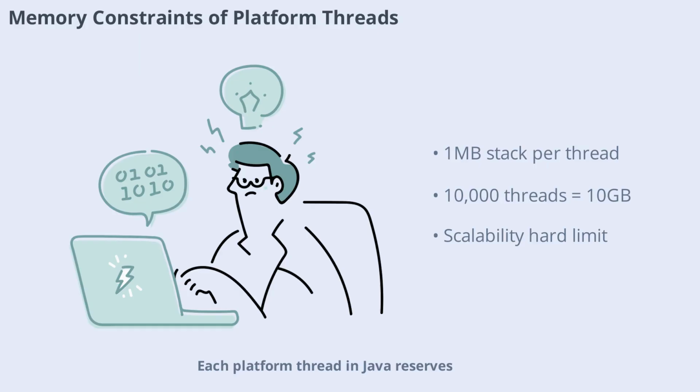Each platform thread in Java reserves a significant amount of stack memory up front, typically around 1 MB. This reservation happens whether the thread uses the memory or not. If you try to create 10,000 platform threads, you'll need about 10 GB of memory just for stacks. This creates a hard limit on scalability, making it impractical for applications that need to handle massive concurrency.